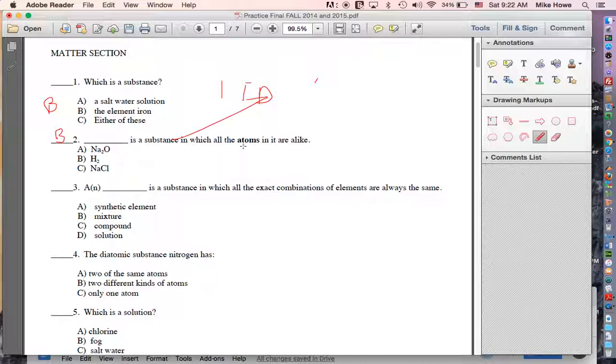So you might want to remind yourself that elements contain one kind of atom, and compounds contain two kinds. So element, it's difficult to write here, but elements, one kind of atom. And compounds have two kinds of atoms, or more. Sometimes they have more than two. A substance in which exact combinations of the elements are always the same might be something like H2O. We know that water always has two hydrogens and one oxygen. What do we call that? That's a compound.